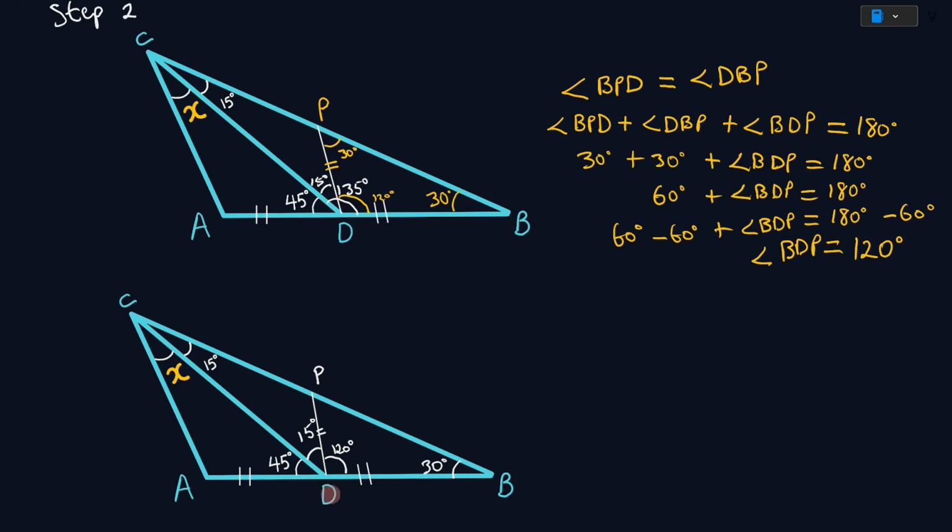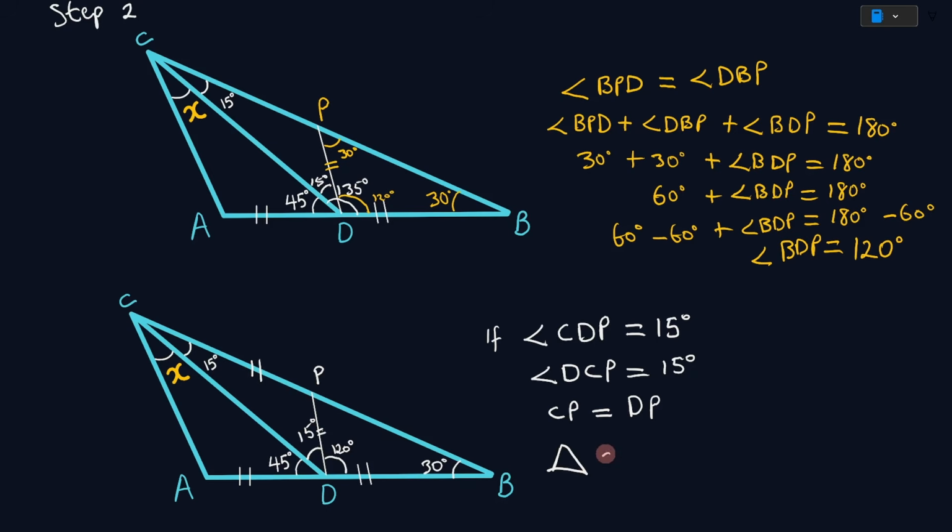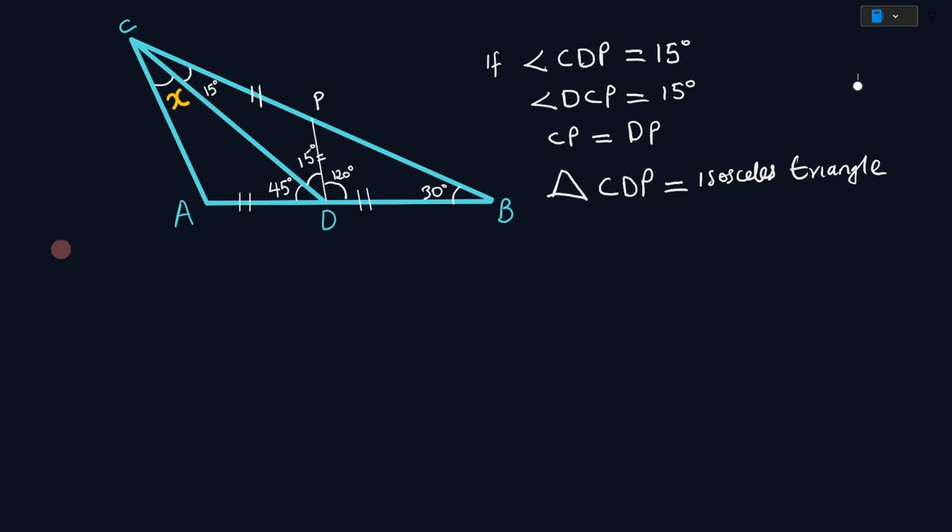We said that the side line DB is equal to the side line BD. If angle BDP is equal to 15 degrees and angle DCP is also equal to 15 degrees, that means that the side line CP is equal to DP. Side lines DP here and here are equal. That means triangle CDP is an isosceles triangle.